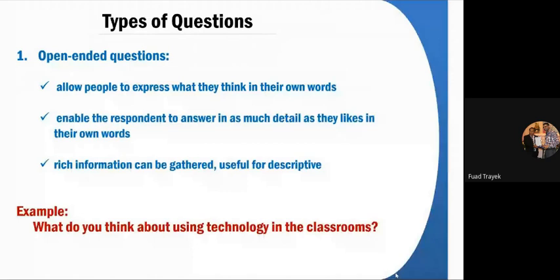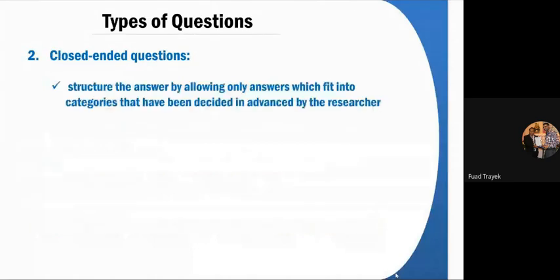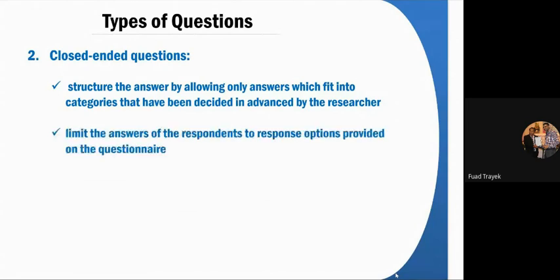The second type of question we call closed-ended questions. The closed-ended question structures the answer by allowing only answers which fit into categories that have been decided in advance by the researchers. This means we give options to the respondents to pick from in order to answer the question. If they think there is something else which is not listed, they cannot answer it. The researchers themselves decide what categories they want in their research. It limits the answers of the respondents to the response options provided on the questionnaire. So in the closed-ended, there are always options, and you only need to pick an answer from the options provided.